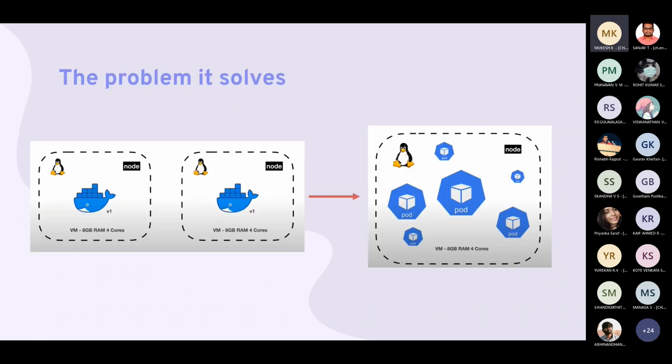Now let us understand what problem Kubernetes solves. For example, let us say that we have a web application and we need to deploy it. Initially there will be only a small number of users or clients, let us say around 5 to 10 users.